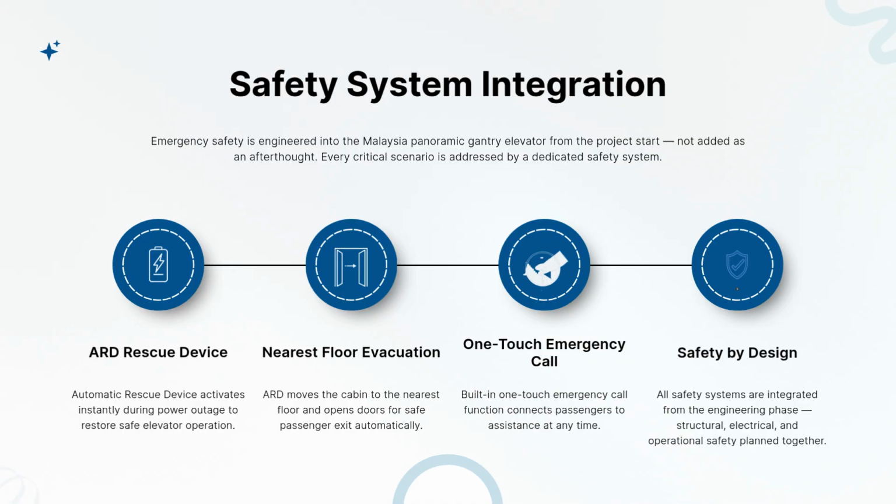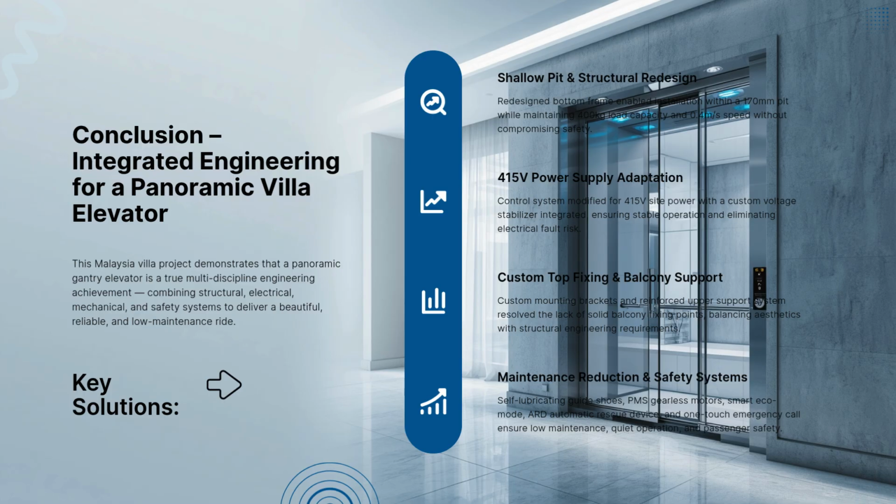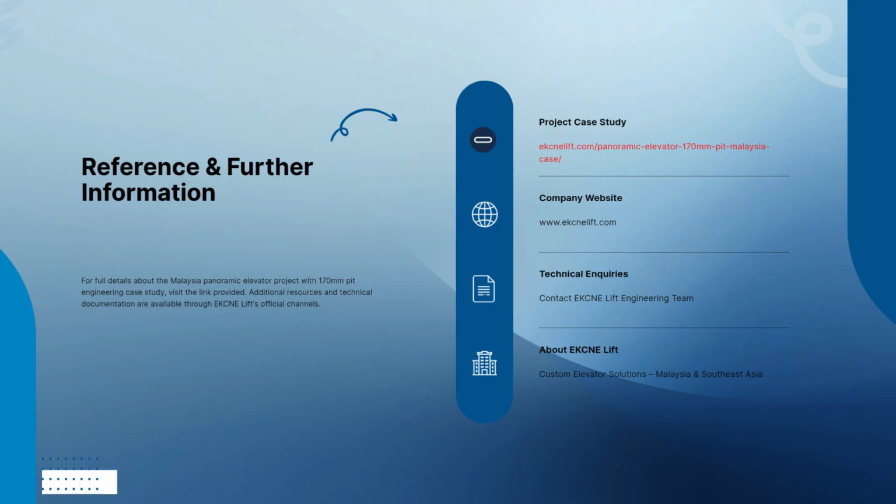Safety system. Safety was also part of the design. The elevator included an ARD, or automatic rescue device. During a power outage, the ARD activates automatically. It moves the elevator to the nearest floor and opens the doors so passengers can exit safely. The system also included a one-touch emergency call function. For home elevators, especially in villas, emergency safety should not be treated as an optional feature. It should be designed into the system from the beginning.